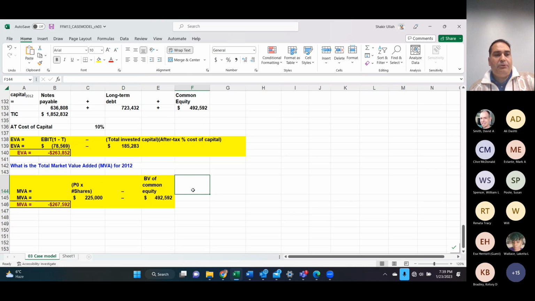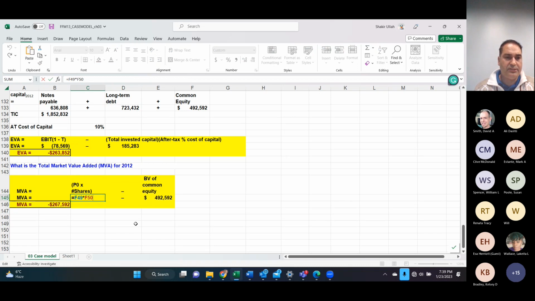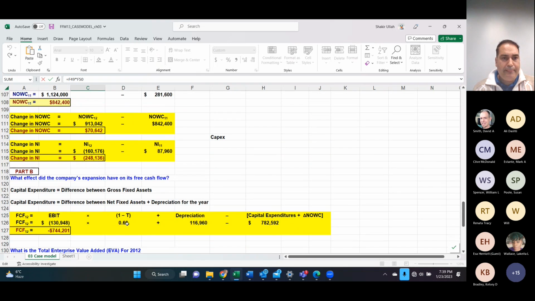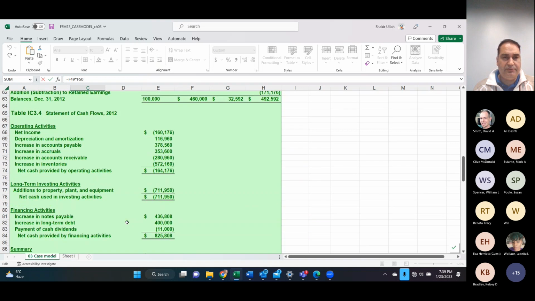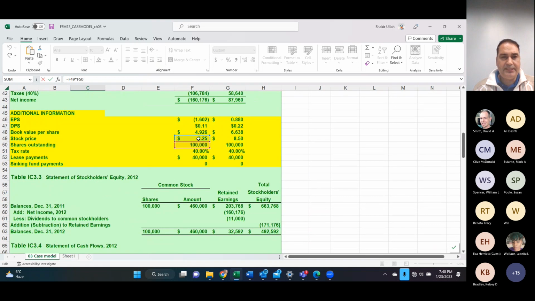So how do we calculate the market value? We take the share price from the market and multiply this with the number of shares. In this particular case, we have the share price as well as the number of shares outstanding in the additional information, 100,000 shares. We multiply these two, and that's the market value of the company. This market value, by the way, is also called the market capitalization. That is the value that the market gives to the company.